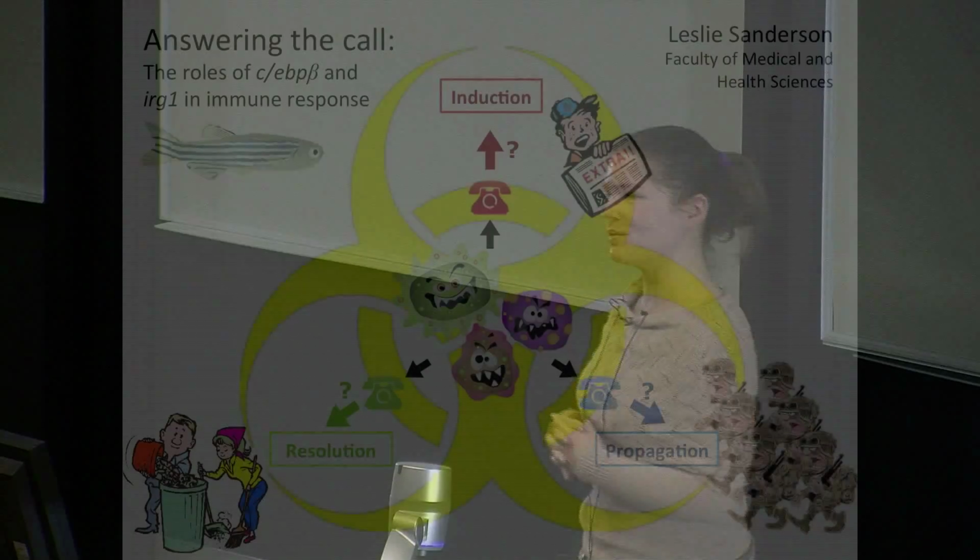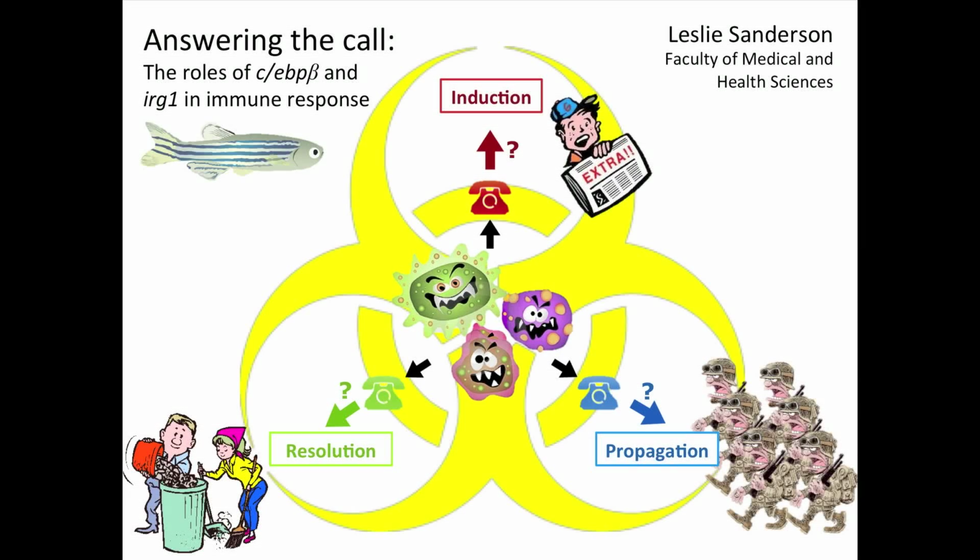I use zebrafish in my research for a number of reasons. When young, they're completely transparent, and it's also relatively simple to produce a transgenic animal. This means that I can fluorescently tag different words or genes and watch as their expression changes in real time in a living organism in response to an infection. One word that I'm particularly interested in is a gene called CEPB beta.